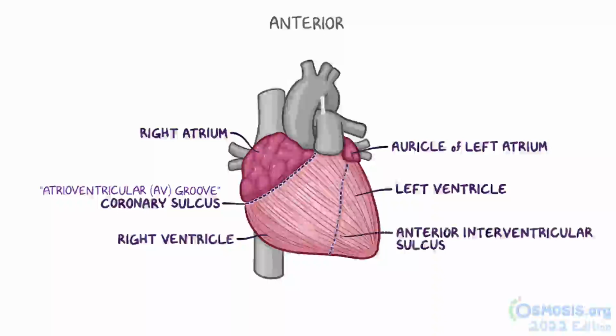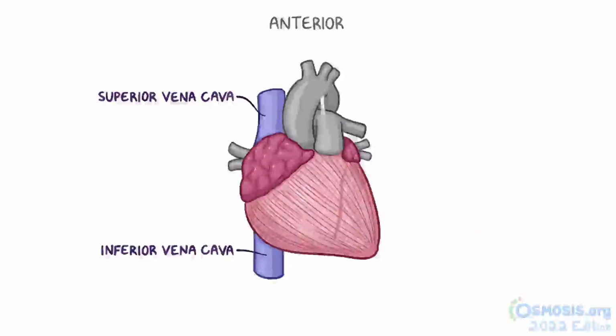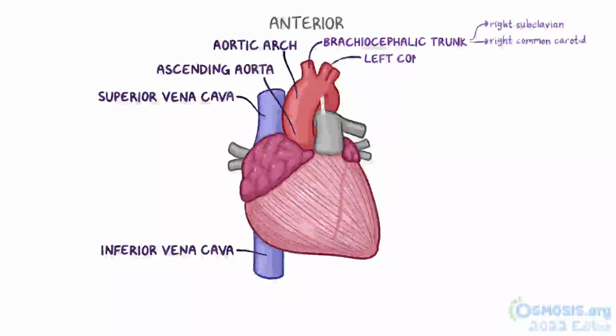Moving on, you can actually see parts of the great vessels on an anterior view. So from right to left, there's part of the superior vena cava, which opens in the superior part of the right atrium. Then there's part of the inferior vena cava, which also opens in the right atrium, but the opening can only be seen on a posterior view. Then there's the ascending aorta, which emerges from the left ventricle and then arches toward the back to form the aortic arch. The branches of the aortic arch can also be seen, and from right to left, they are the brachiocephalic trunk, which branches into the right subclavian artery and right common carotid artery, the left common carotid, and the left subclavian artery.